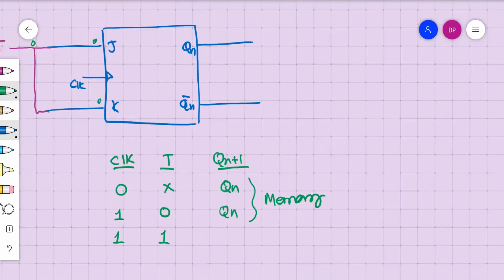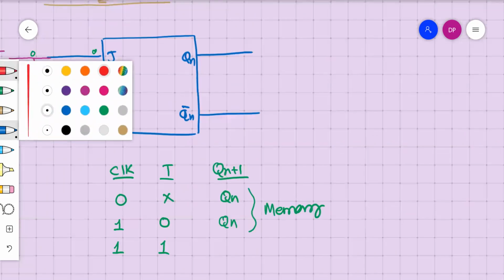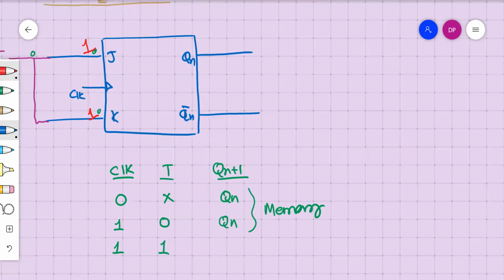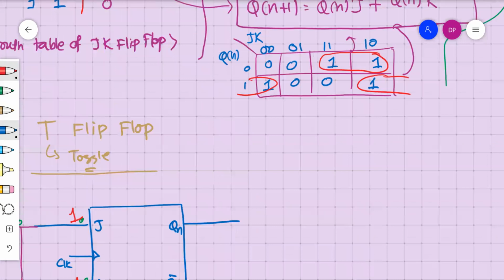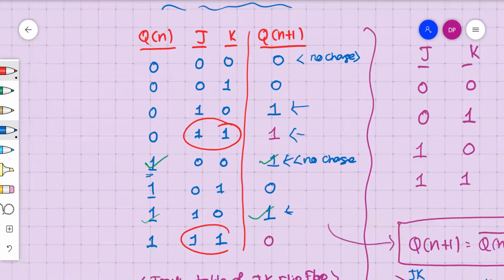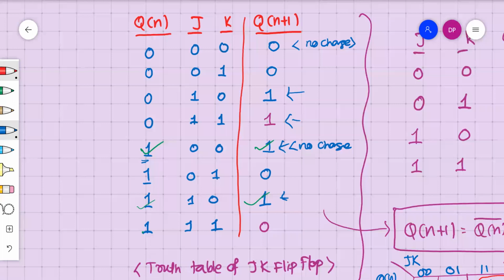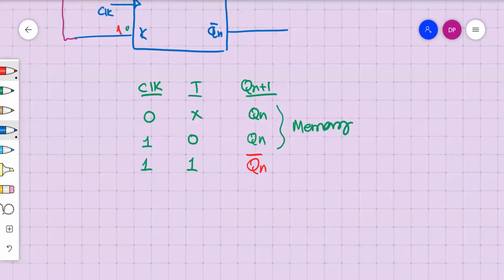And when T is equal to 1, what will happen? When T is equal to 1, both the inputs of this JK flip flop will be 1. When both the inputs are 1, this case and this case, see the next output is the complement of the previous output. So let's write it. It will be given complement. This is the truth table for T flip flop.